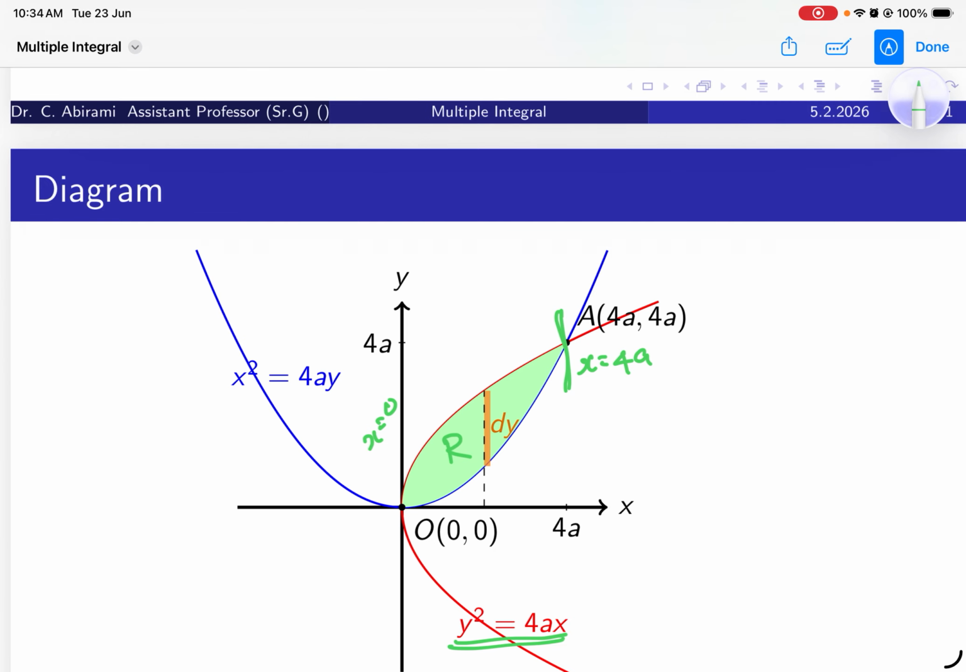Okay. After the second step, what we are going to do is change the order of integration.